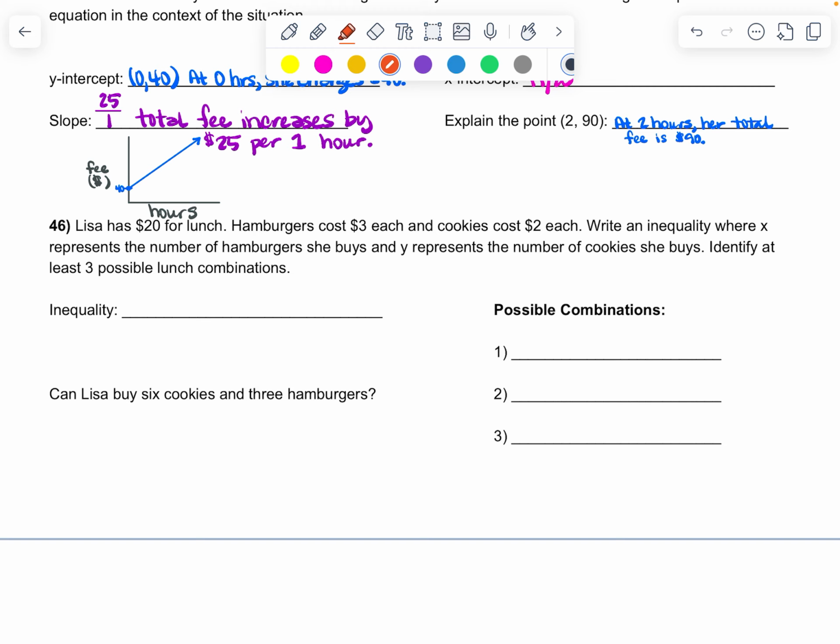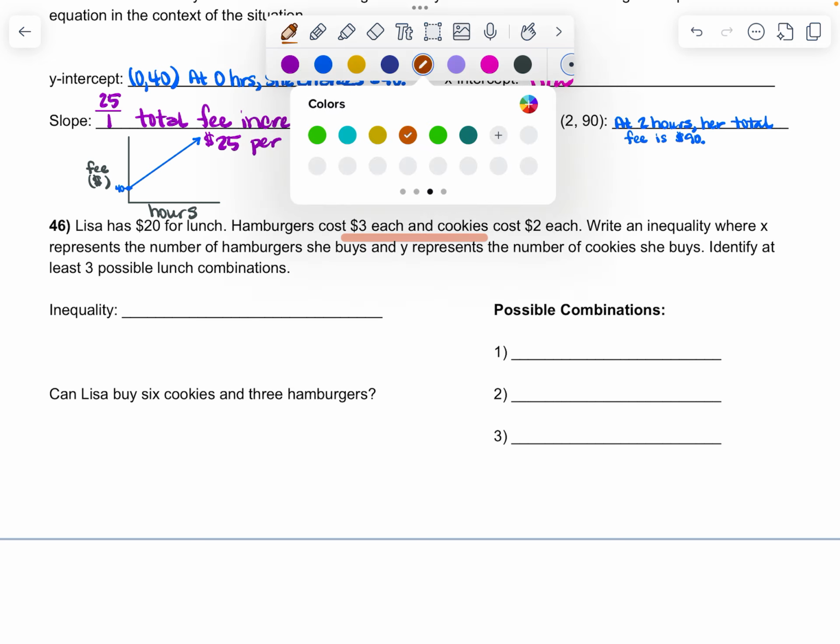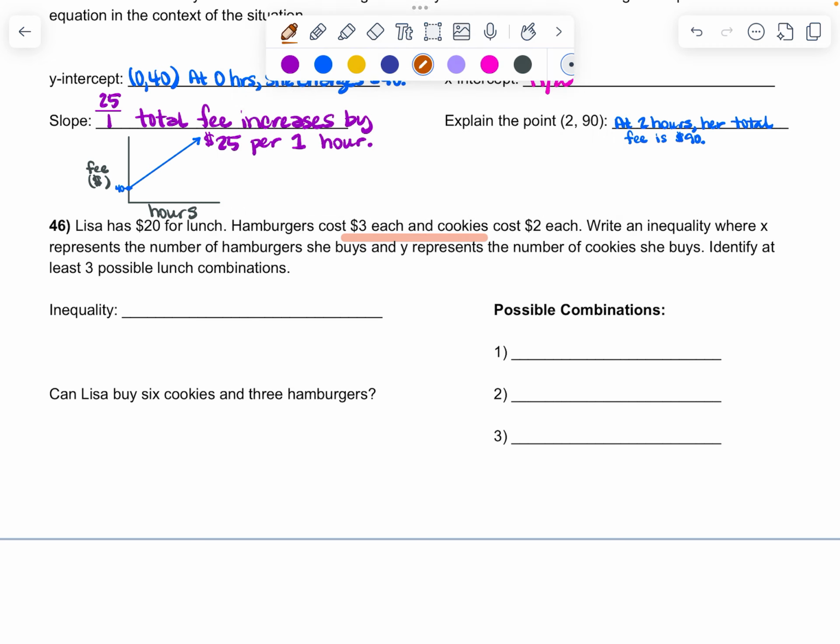All right, so this is a classic standard form. We talked about this in class, right? It's $3 each cookie. And they do tell us, hold on, we got to be really careful here. I want to make sure I'm reading ahead.